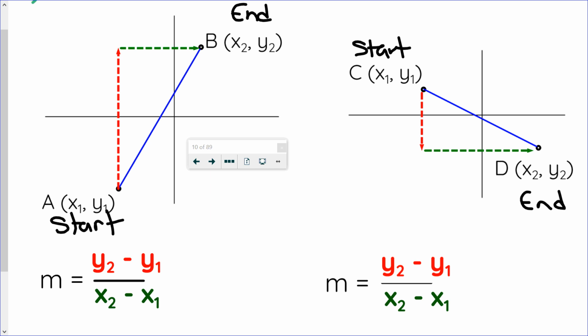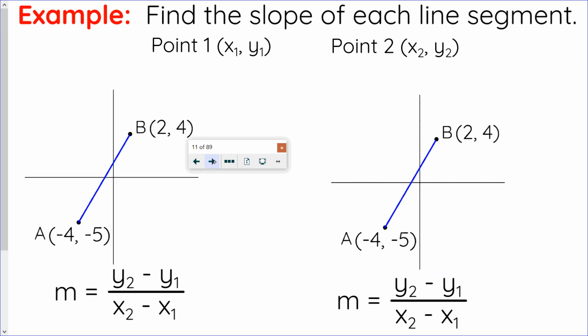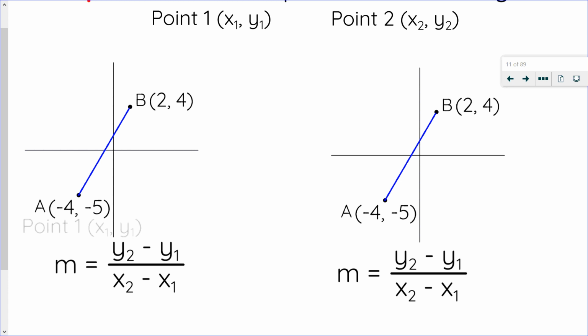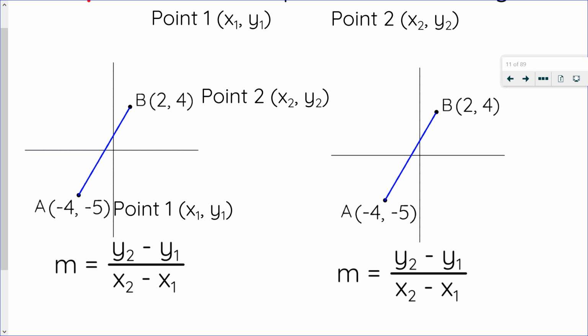So let's try this question with a line segment AB. Now, you might be asking yourself, what if I don't label my points as start and end as I just did? Would I get the same slope? So what I want to try is, let's try it where we do it as, this is my starting point, x1, y1, and this is my ending point, and then we're going to do it in the reverse way just to see if we get the same answer. Okay, so we're going to call this one point 1, and we'll call this one point 2.